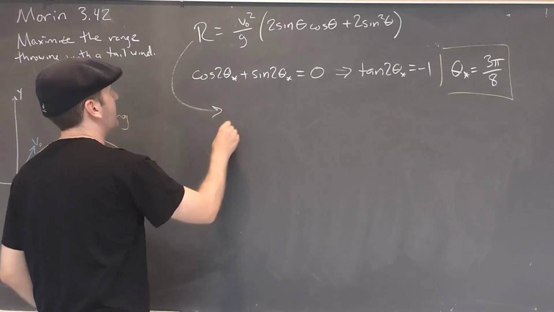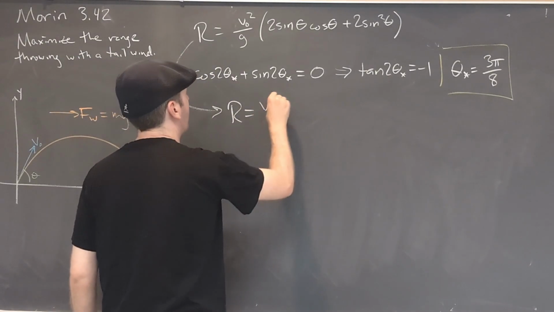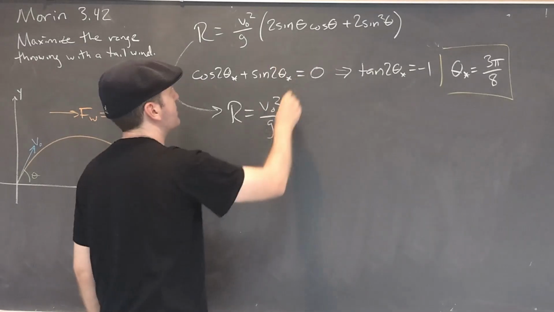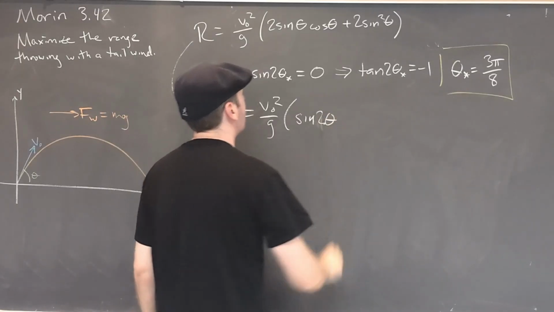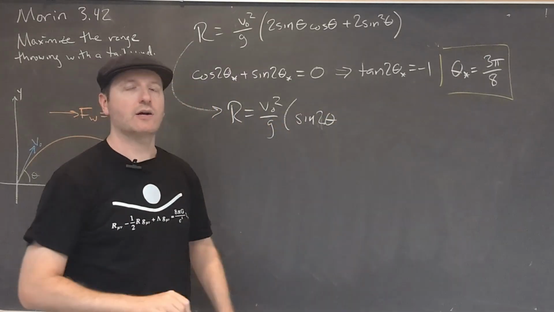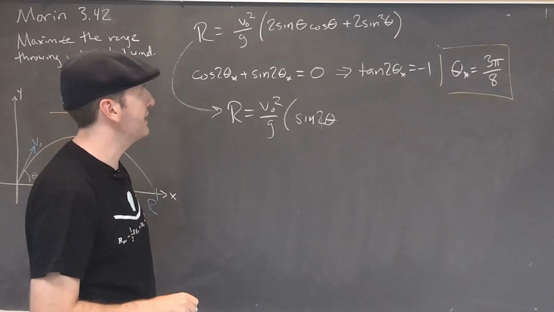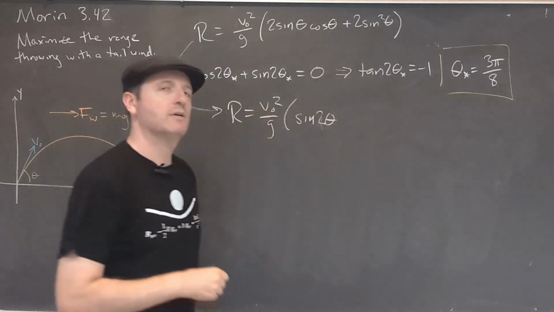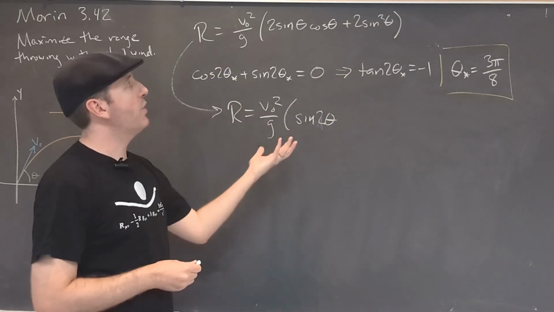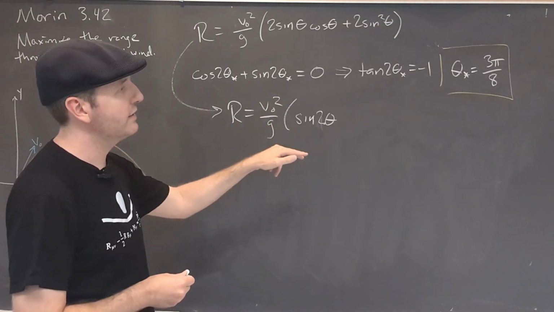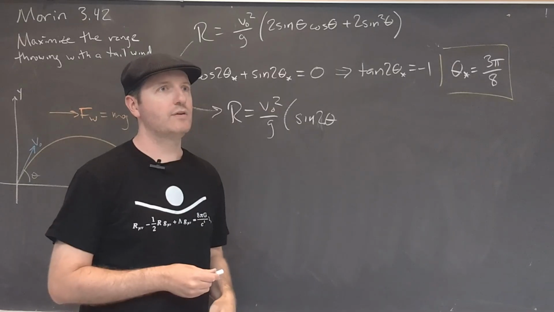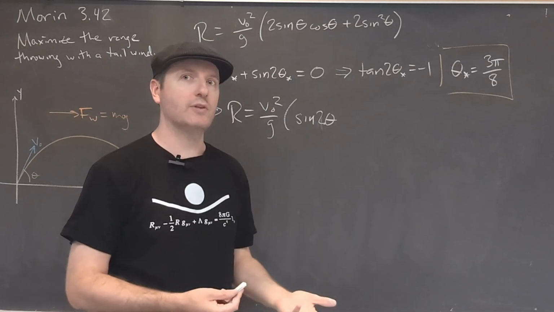So rewriting the range formula, we already know this first term is the double angle identity for theta. In fact, that first term is our usual range formula when there's no wind. This second term, though, may be a little trickier. I want to use the power reduction formula. So notice I have a sine squared. I want to turn that into something that involves just a single power, but maybe double the angle.